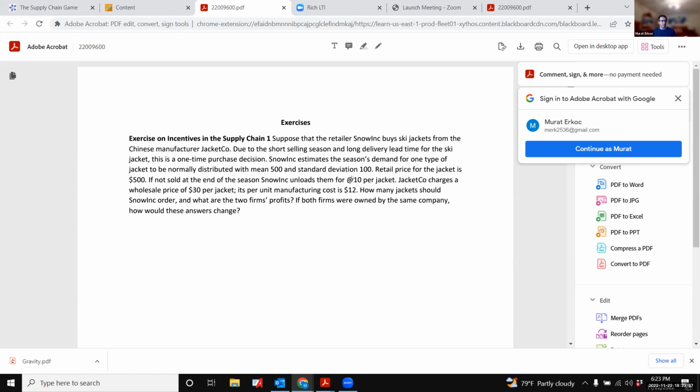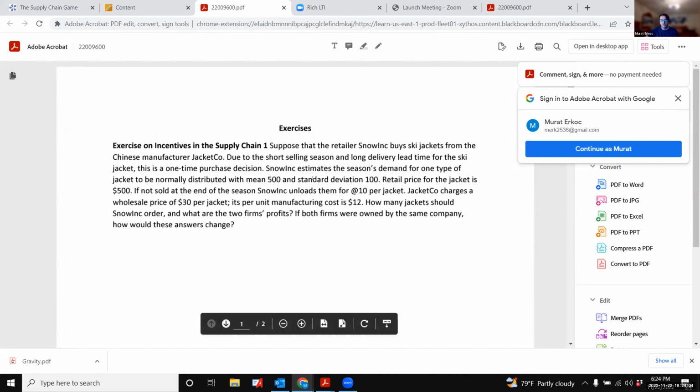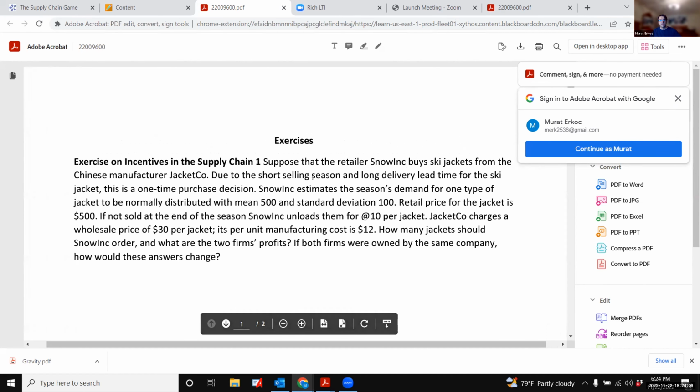Now let's go back to these exercises and start with the first one. All right, what does the first one say? Suppose that the retailer Snow Inc. buys ski jackets from the Chinese manufacturer Jacket Co. Due to the short selling season and long delivery lead time for the ski jacket, this is a one-time purchase decision. Snow Inc. estimates the season's demand for one type of jacket to be normally distributed with mean 500 and standard deviation 100.